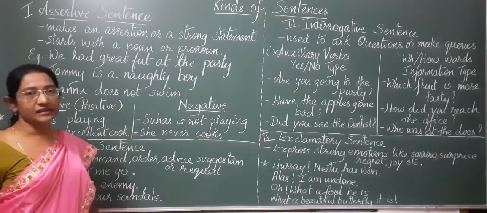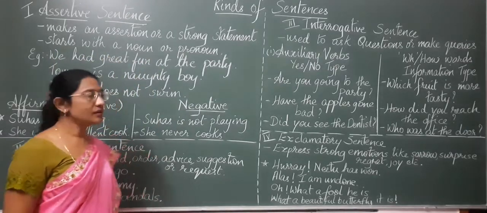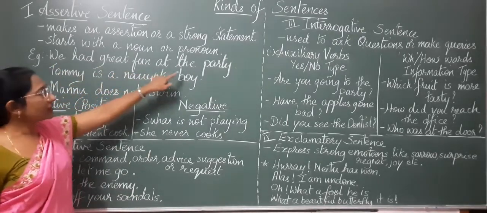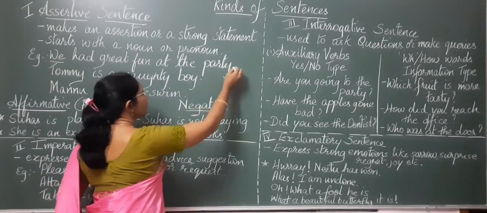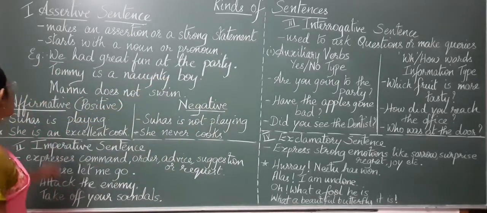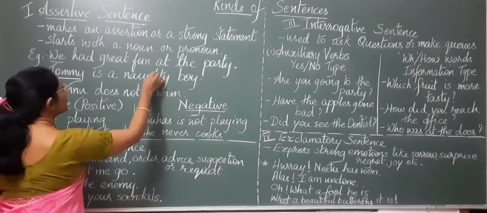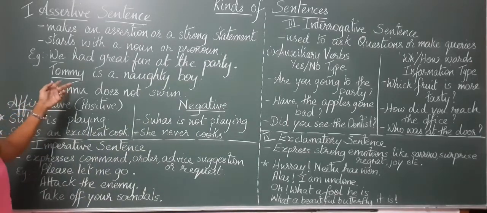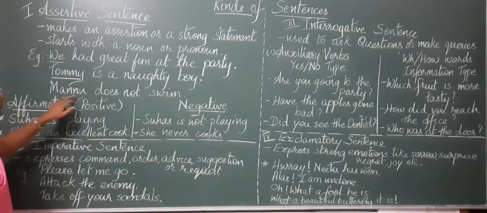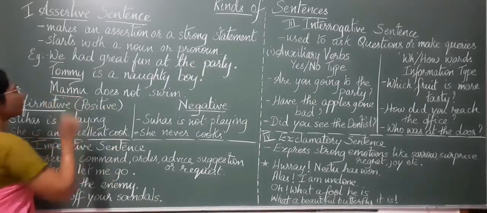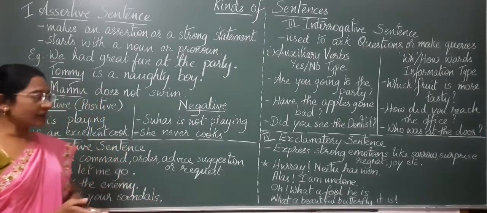These types of sentences begin or start with a noun or pronoun. For example, we had great fun at the party. We is a pronoun and it ends with a full stop. It is a complete statement. Tommy is a naughty boy. Tommy here is a noun. So it begins with a noun and we end it with a full stop. Manu does not swim. Manu is a noun. This is how an assertive sentence asserts or it is a strong statement.